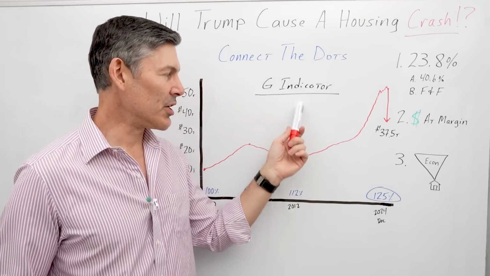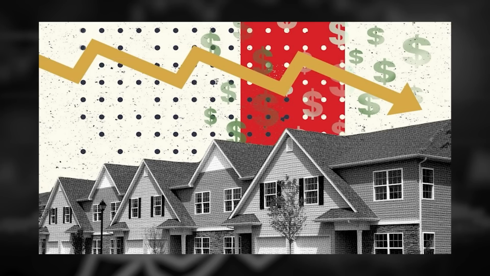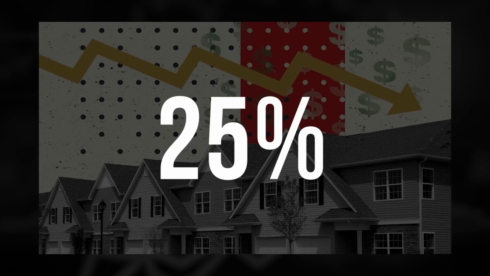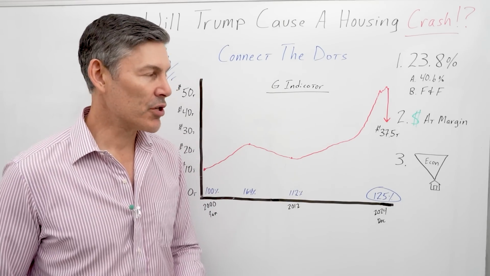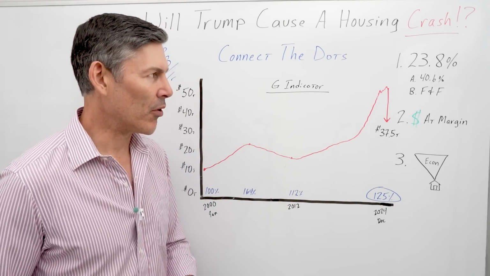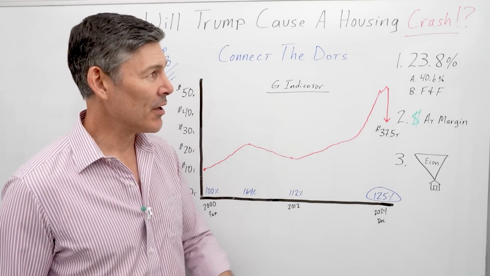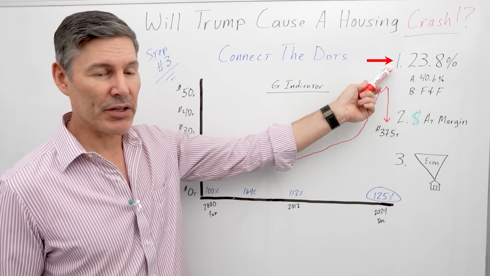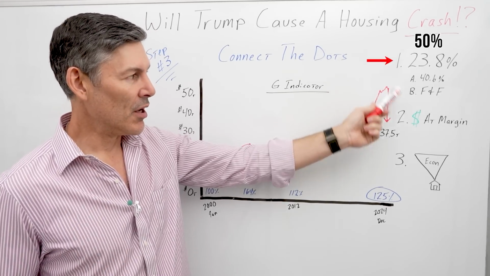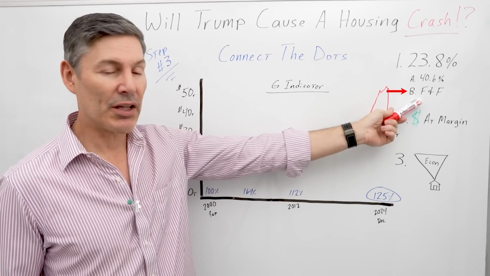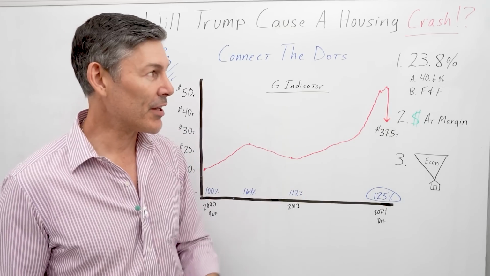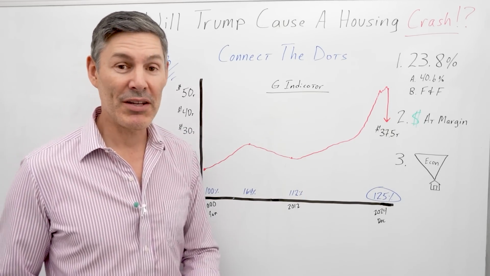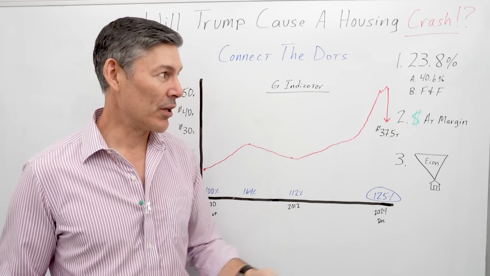So let's get back to the G indicator and assume for a moment that Trump is able to reduce home prices by 25% by allowing the free market to actually work. So just a rough number there for the sake of the example, but I think it's actually realistic. Now, he's not going to eliminate all the regulation, but let's assume he eliminates 50%, and you combine that with reducing the government subsidies through Fannie and Freddie and all these other programs. And like I said, I think that 25% number is actually realistic.